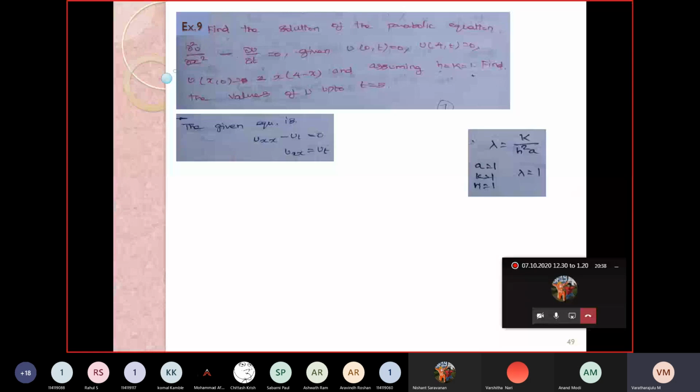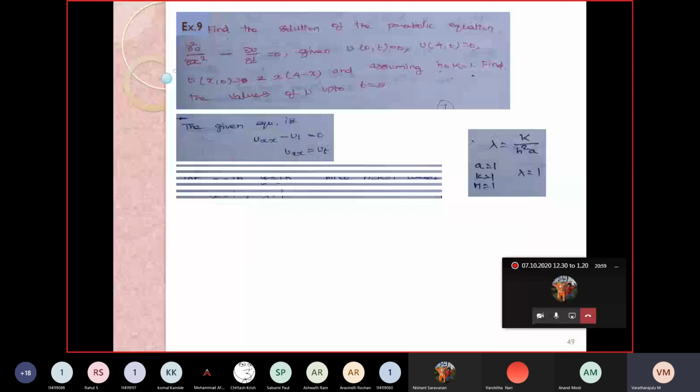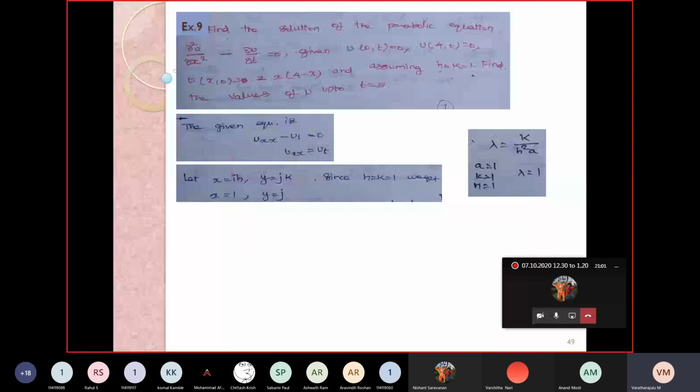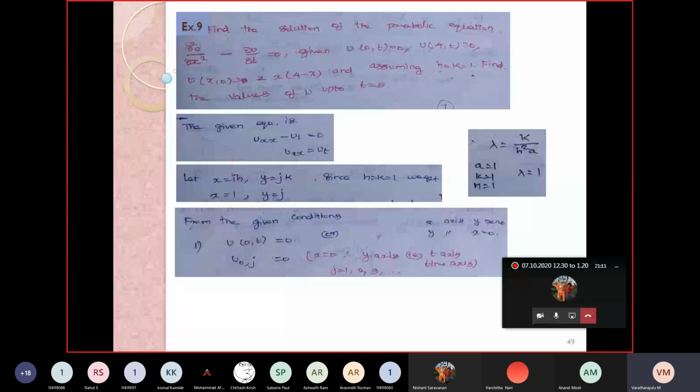There is no need to worry about the results, since iteration 2 doesn't have any relation to iteration 1. Therefore, no need to worry about the iteration results. We'll go ahead with the question, and that is, let x is equal to ih, y is equal to jk. Since h and k are equal to 1, we get x is equal to i and y is equal to j. From the given condition, we have u(0, t) is equal to 0.